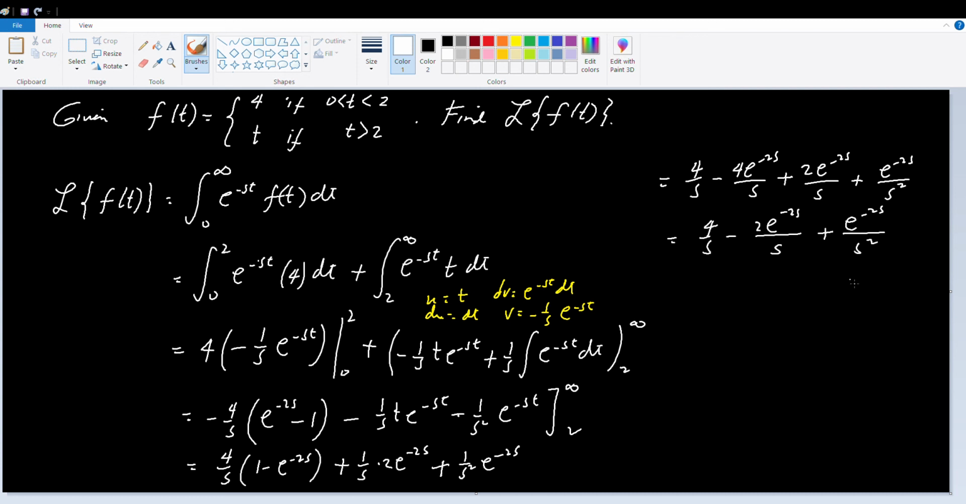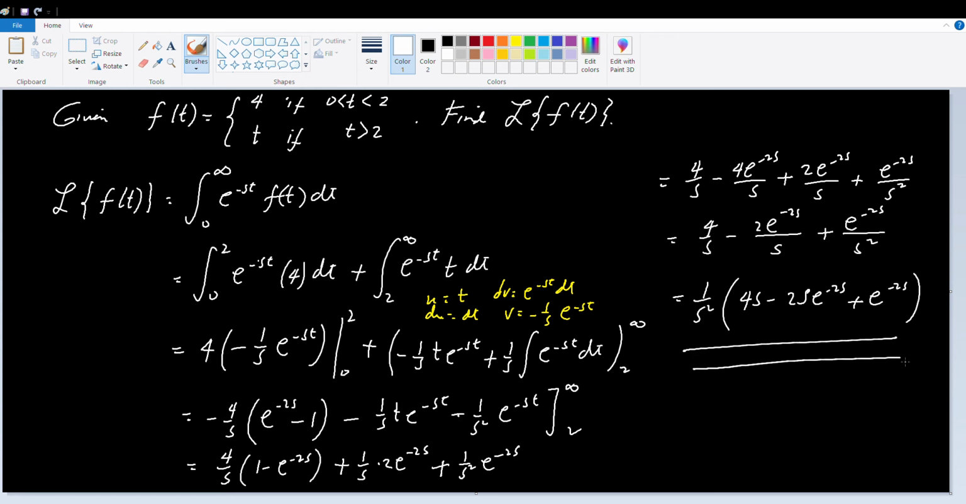Alright? Now we can combine them. 1 over s squared times 4s minus 2s e to the minus 2s plus e to the minus 2s. Okay, so that is our final answer.